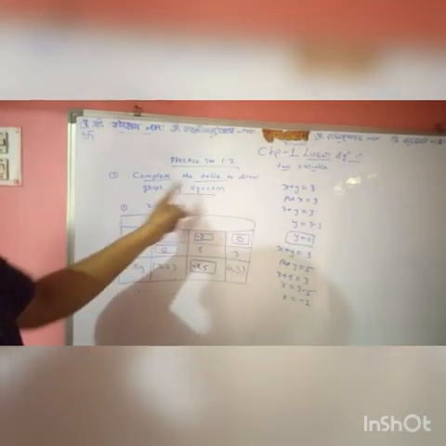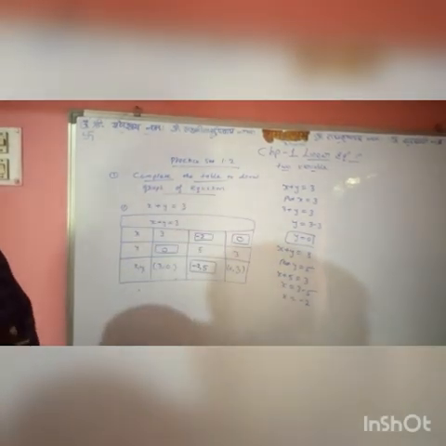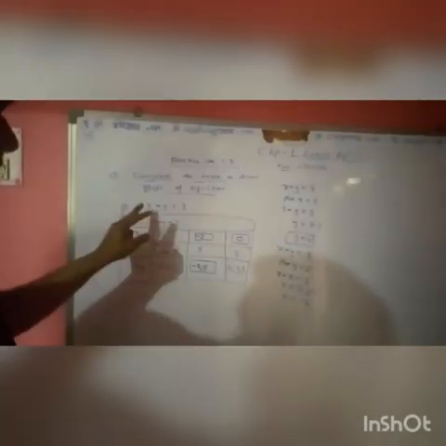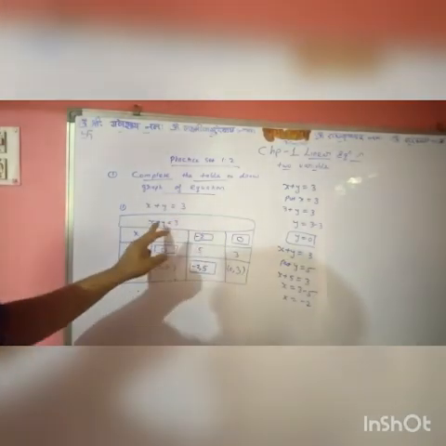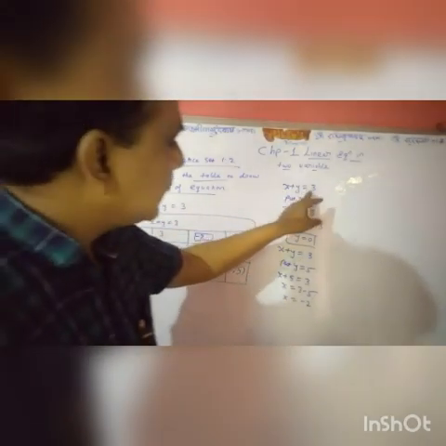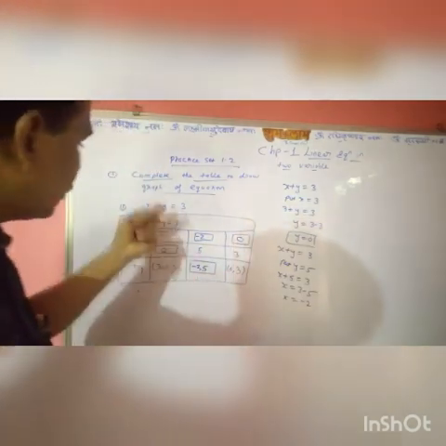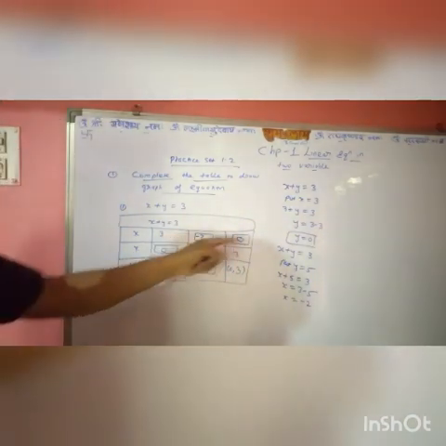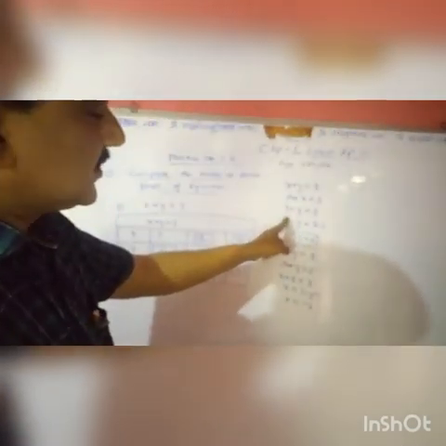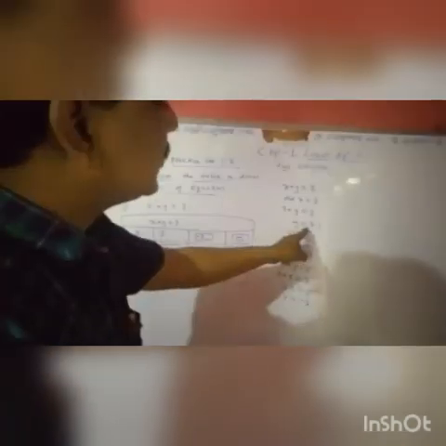Complete the table to graph the equation. It is very easy. Here what I have done: x plus y is equal to 3. I have written the equation x plus y is equal to 3, and the value given for x is 3, put the value and you will get the answer. 3 plus y is equal to 3. y is equal to 3 minus 3. y is equal to 0.